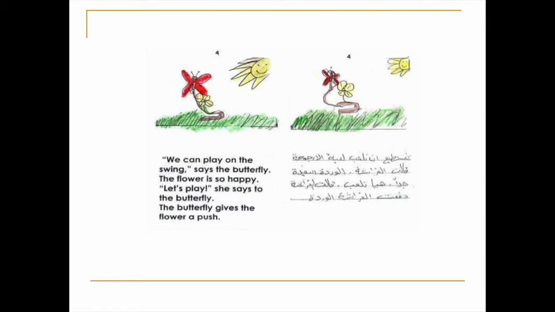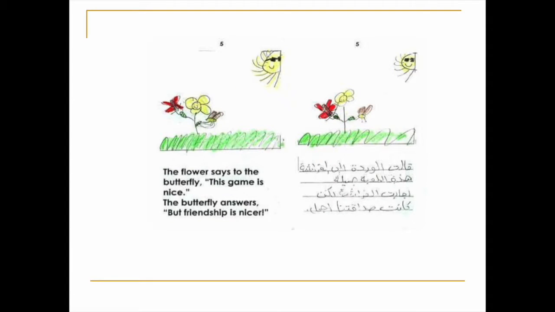The flower is so happy. "Let's play," she says to the butterfly. The butterfly gives the flower a push. The flower says to the butterfly, "This game is nice." The butterfly answers, "But friendship is nicer."